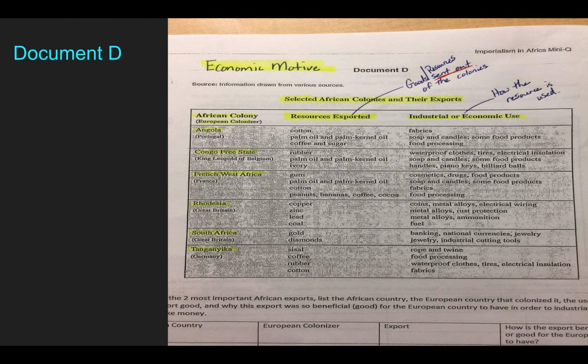It is very straightforward. And from there, you need to complete the chart that is on the bottom. If you have any questions, please make sure to rewind this, replay. If you still don't understand, of course, please ask me. And that will conclude document D.